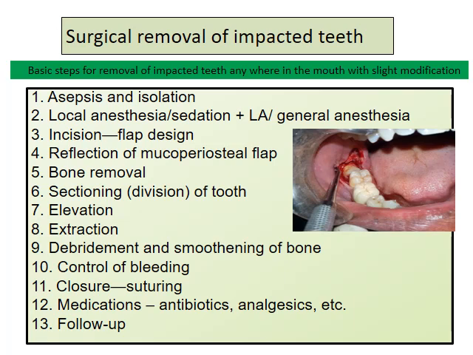The second principle is that you have to expose the tooth by doing an incision and reflection of a mucoperiosteal flap, and bone removal and sectioning of the tooth, and elevation and extraction and debridement and smoothing of the bone.